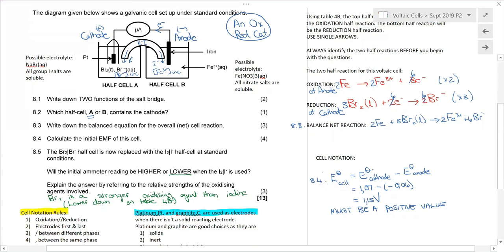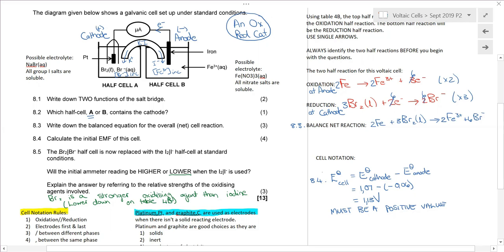This sign means that the values were determined under standard conditions. So your bromine is reduction, the bottom one, you put that down first, minus the iron half cell potential. So the negative and the negative becomes a positive. Your answer is 1,13 volts, which must be a positive value if it's a voltaic cell, because voltaic cells are spontaneous. I will do the cell notation later. It wasn't asked in this question.